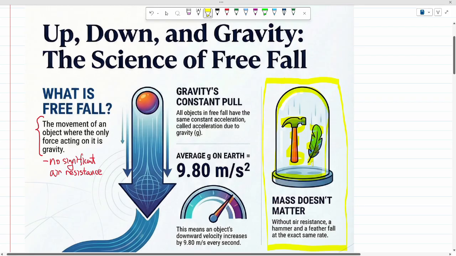And when we refer to free fall, we are referring to a somewhat artificial setup, especially if you're dealing with a feather, where we made air resistance irrelevant.